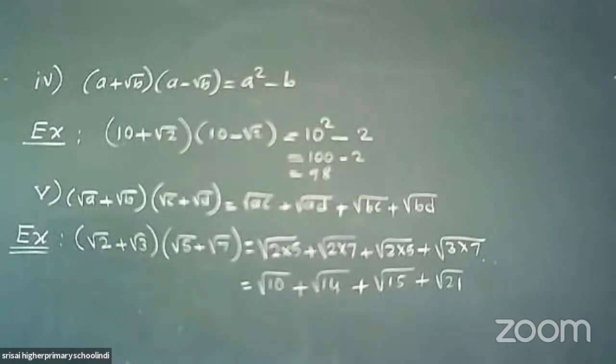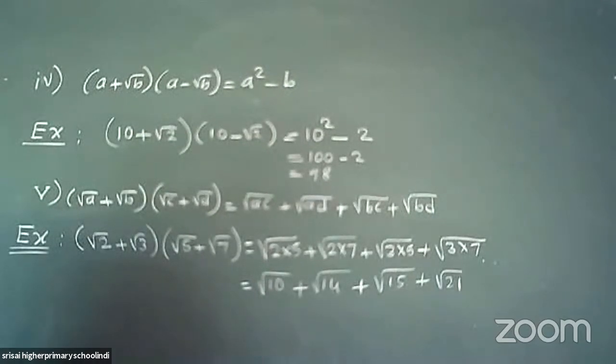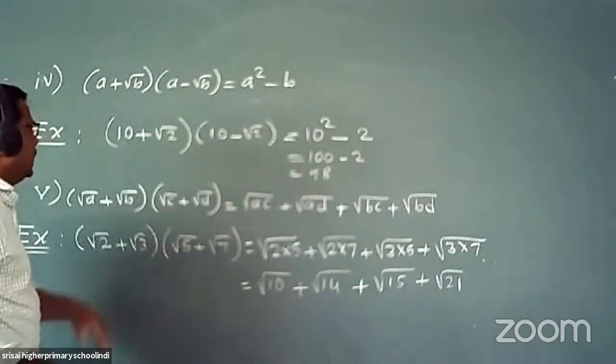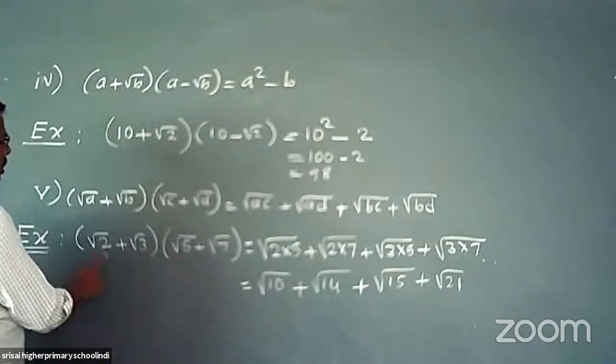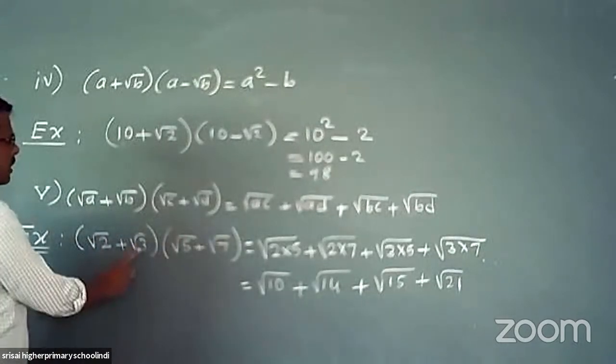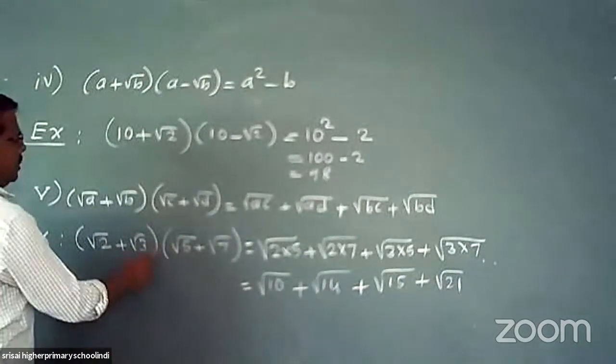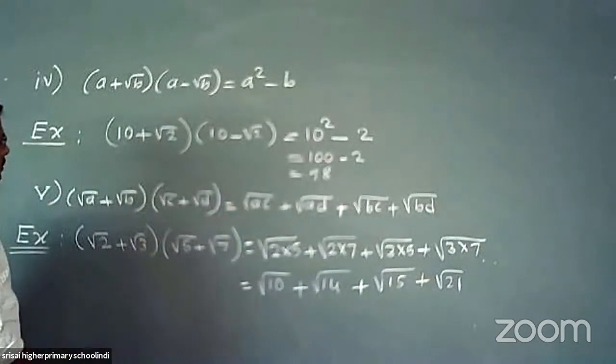Good. Right. If you don't know what to do, if you don't remember this identity, multiply this. So 2 5s are 10 inside square root. 2 7s are 14. Then multiply by this. 3 5s are 15. 3 7s are 21.